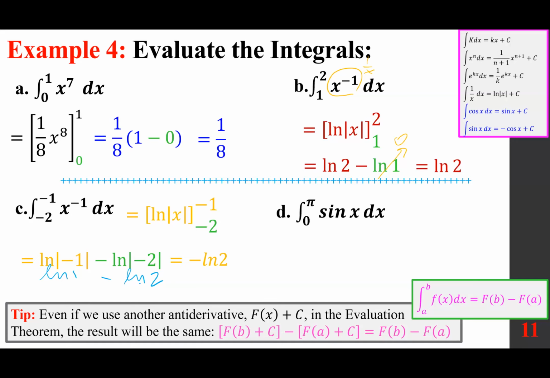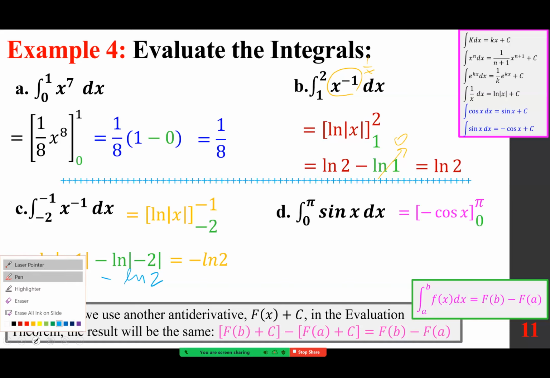The integral of 0 to pi sine x dx. As you recall, the derivative of sine is positive cosine, but the integral of that is negative cosine. We don't need the constant. We're going to evaluate it from 0 to pi. So to make life easy, I'm going to keep the negative out, so minus cosine of x, evaluated: cosine of pi minus cosine of 0.